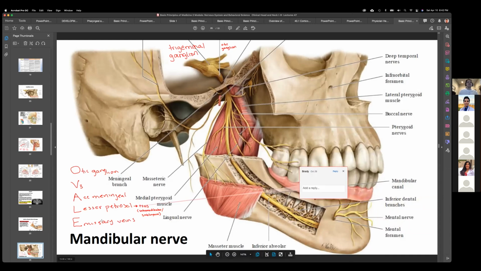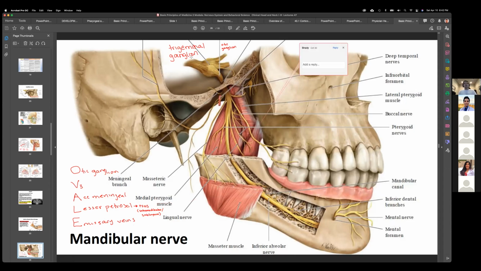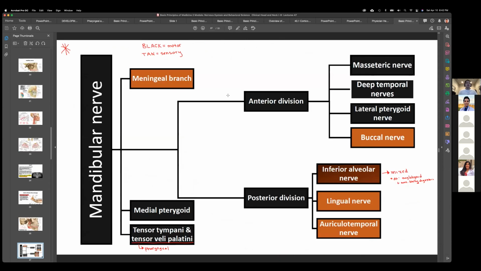Ovale, oh yeah, so this is good. The otic ganglion, and this is a good little mnemonic or way to remember it, V3. Accessory meningeal, lesser petrosal, and emissary veins go through there. So that's a good way to know that. Again, I broke it down so you could see what goes where. This color means it's mixed, and then you can see the different branches.